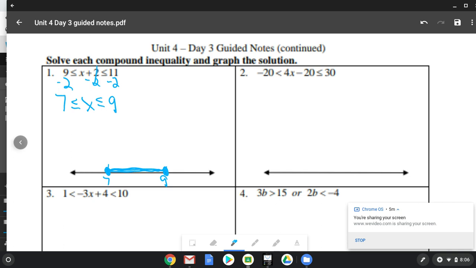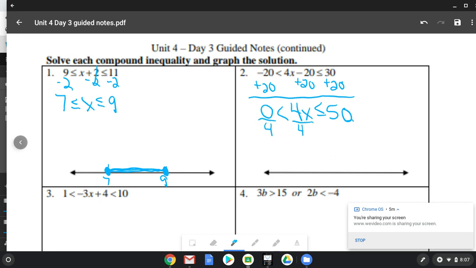Number 2, in order to get x by itself, we'd have to take care of this minus 20 first. So that'd be plus 20 on both sides of the inequality to balance this out. What we do on one side, we got to do on both. So we get 0 is less than 4x, which is less than or equal to 50. You divide by 4. You divide by 4 on all 3 sides because there's 2 inequalities. And now we get 0 still on the left side.